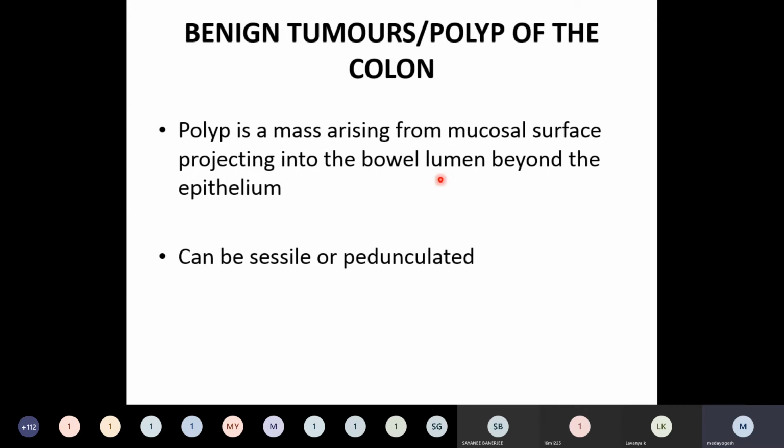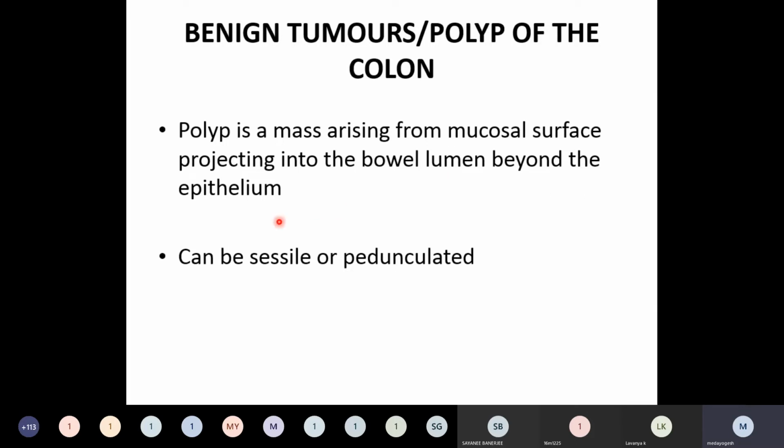So coming to the benign tumors or polyps of the colon. You all know that a polyp is a mass arising from the mucosal surface, projecting into the bowel lumen beyond the epithelium. That is the definition of a polyp. It's a small protruding mass from the mucosal surface of an intestinal tract. It can be seen anywhere from the esophagus up to the anal canal.